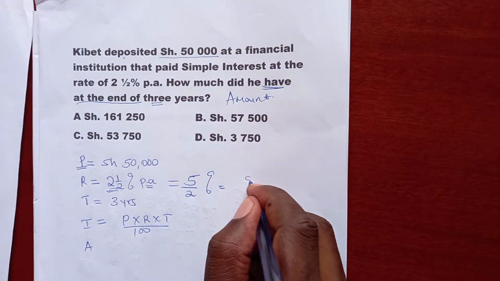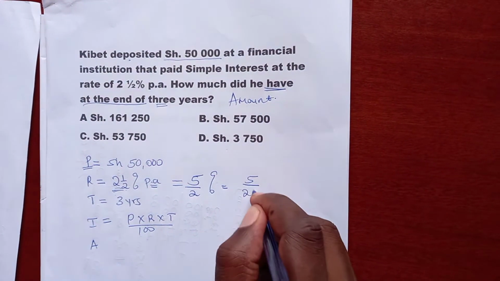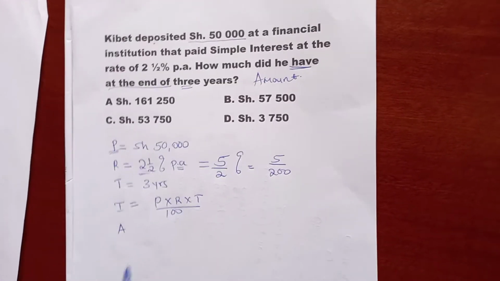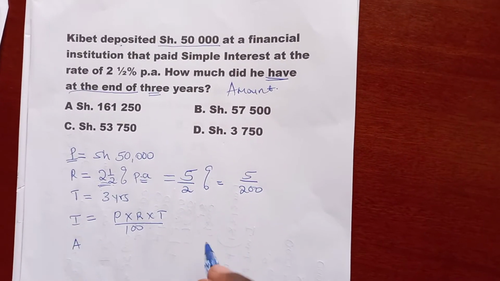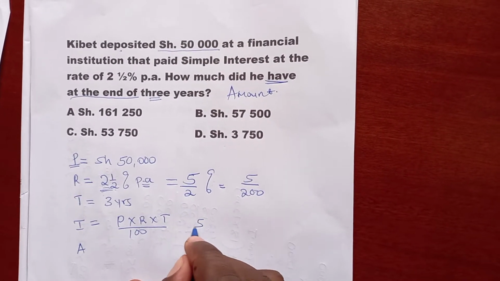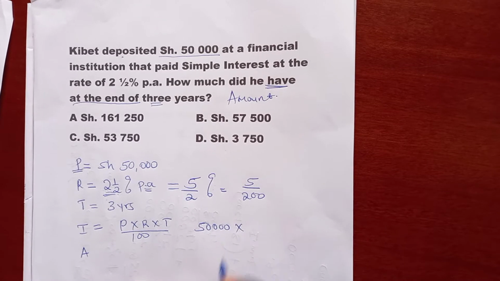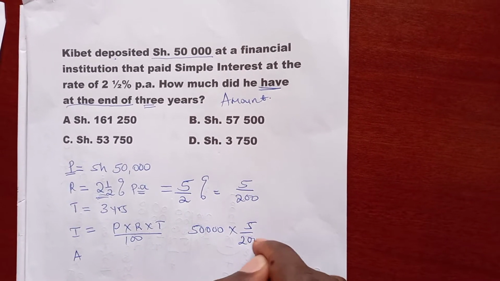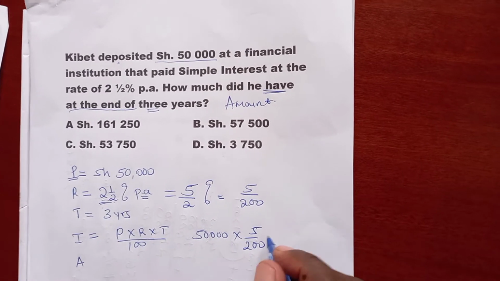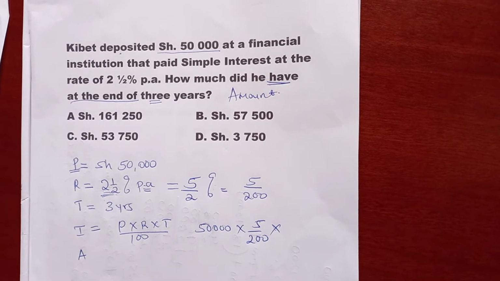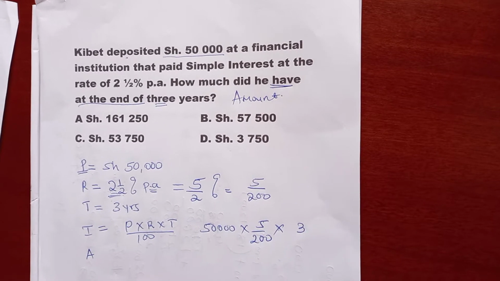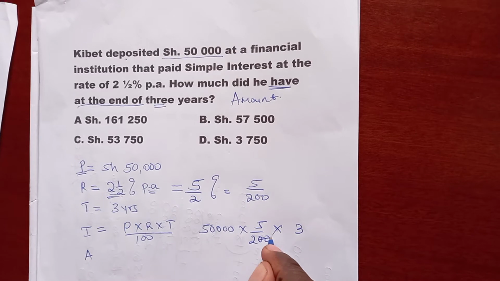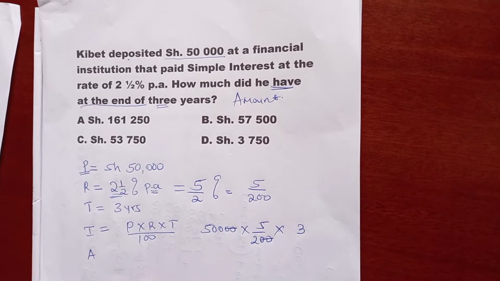This is the same as 5 over 200. You multiply 2 times 100, which gives you 200. So in our case now, to get interest, it will be principal 50,000 shillings times rate. Now our rate is 5 over 200, which was initially 2.5%, times our time, which is 3 years. We cancel where possible. The 2 zeros in the denominator will cancel 2 zeros in the numerator.